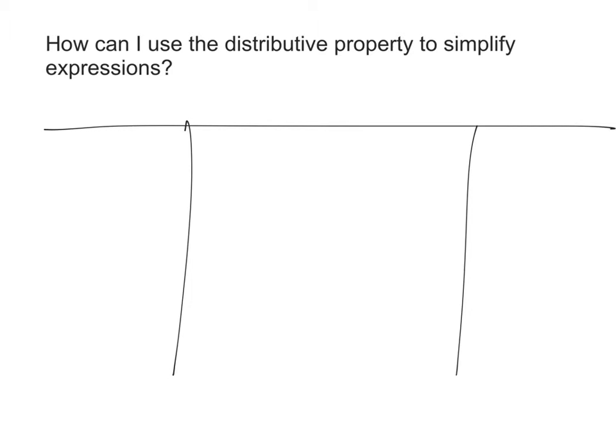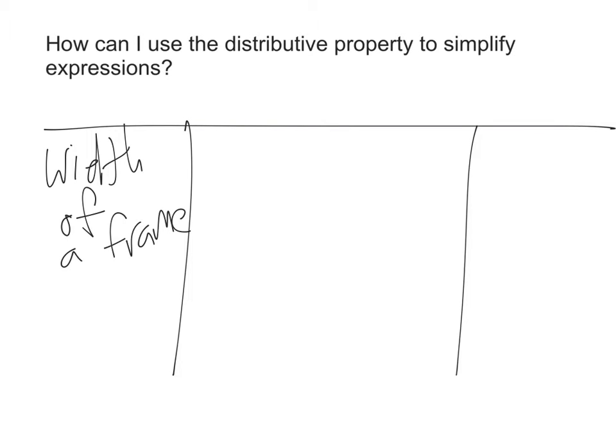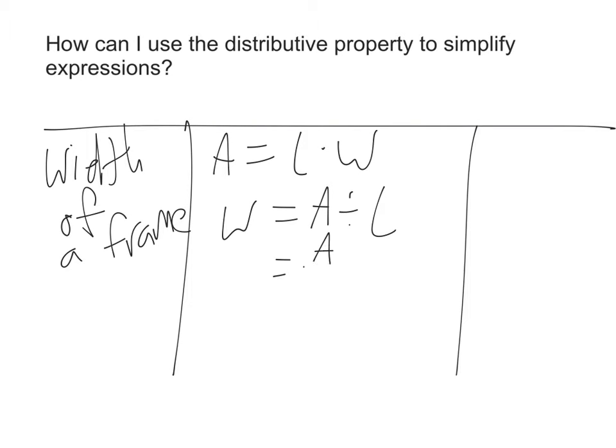So in the first problem, Tanya plans to make a photo frame with an area of 32 plus 12r square inches. The length of the frame is 4 inches. What is the width of the frame? So we're looking for a width of a frame. Now, in order to figure this out, we need to know the area equals length times width. And when we do length times width, we can also use the fact family to say I'm trying to figure out width. So that would mean width equals area divided by length, which equals A over L.